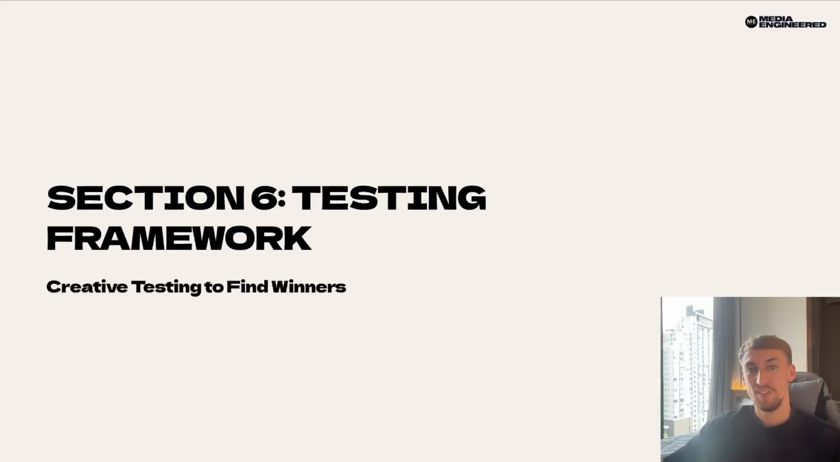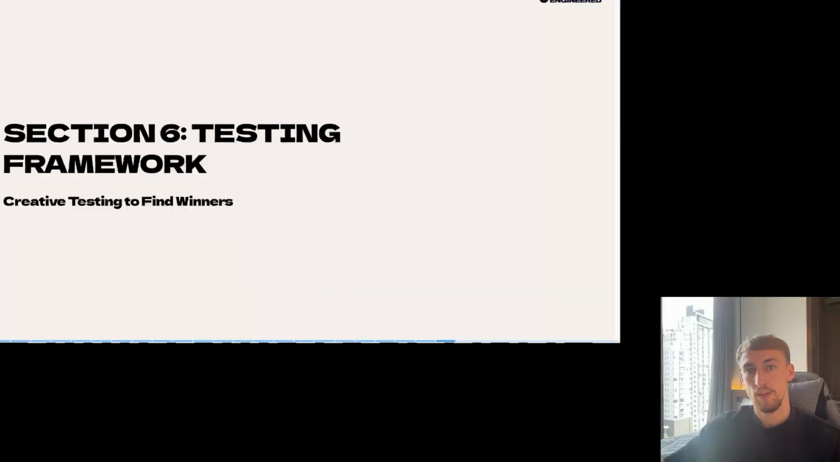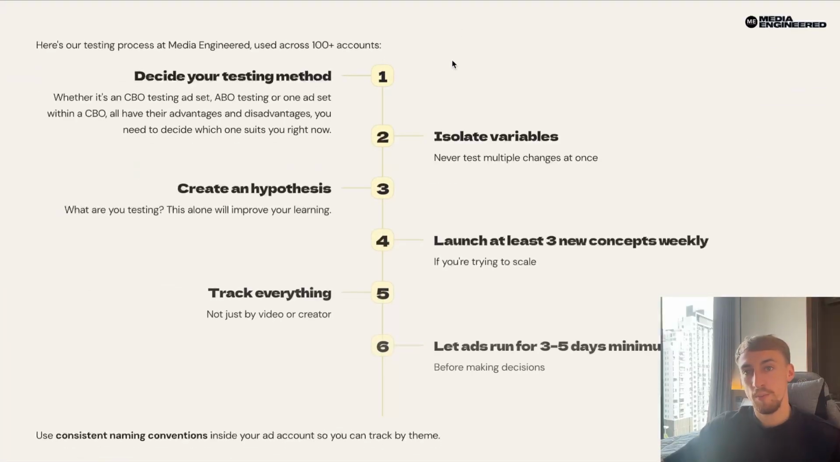Now, most brands test like amateurs. They throw new creative into live campaigns, cross their fingers and kill ads after a day or 48 hours. Then they say Meta's broken. But the truth is, if you don't have a system for testing, you'll never find consistent winners and you'll never scale predictably. So I'm going to show you what we do at Media Engineered. This has been used over 100 different accounts.